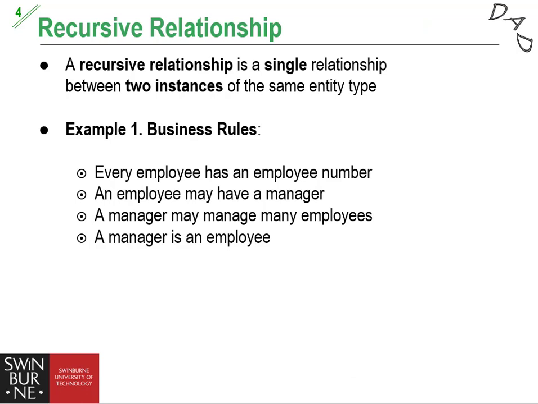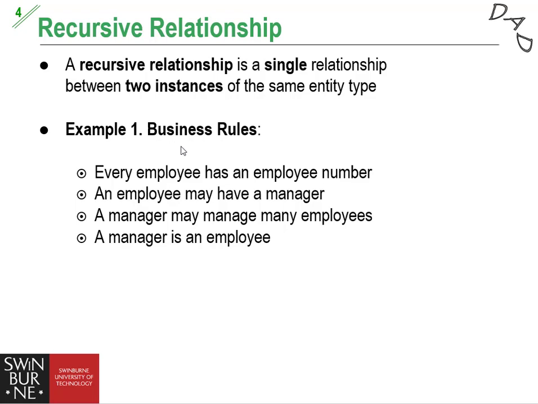Recursive relationships. Now this is a very small topic. We are showing another type of relationship between the entities and the attributes itself. The recursive relationship is a single relationship between two instances of the same entity type. Now let's go through an example. Now think about this small example.